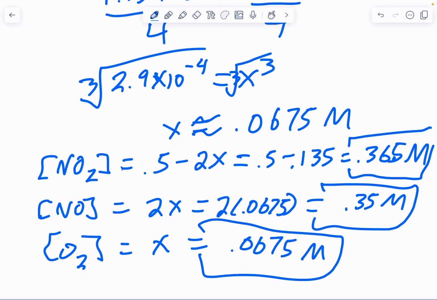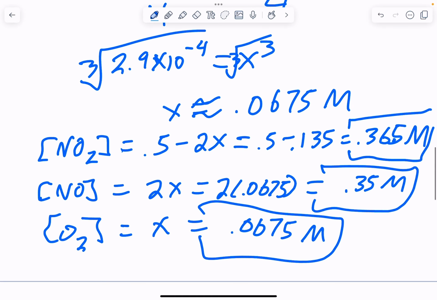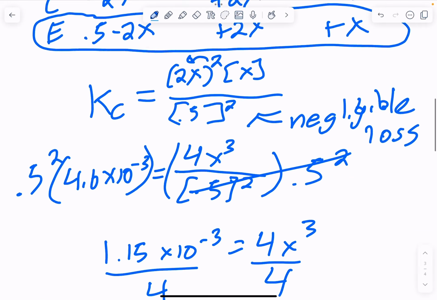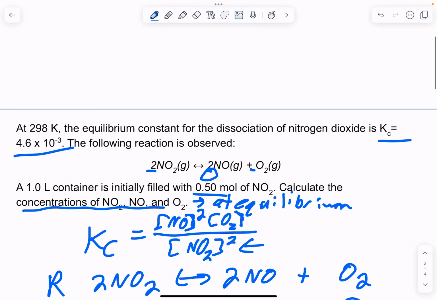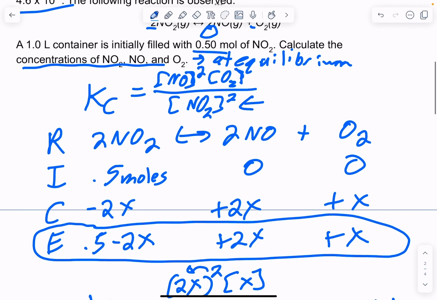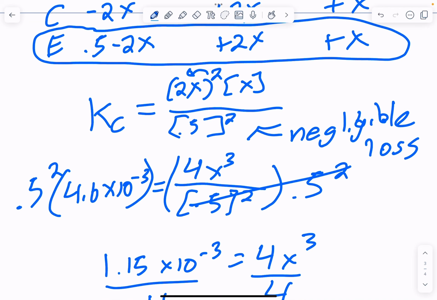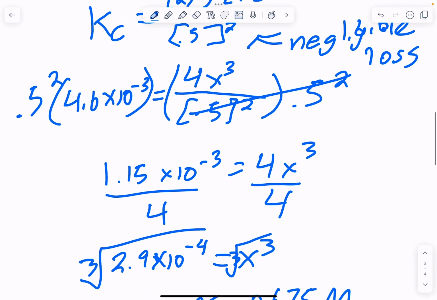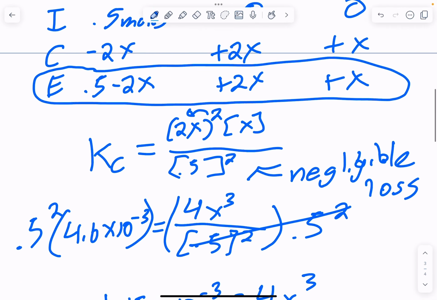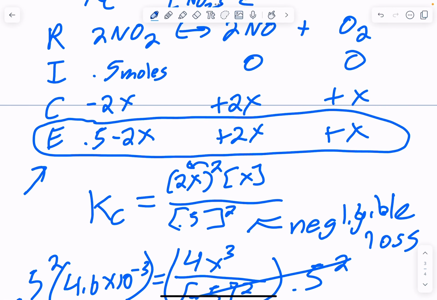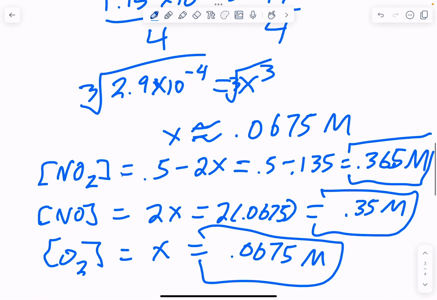All right, so much work, guys. I know it's a lot. If you need more help, just come talk to me. We can work another problem step by step. But basically, going back to the beginning, we made a Kc expression. We plugged in the initials, our changes, and our equilibrium. We plugged it back into our Kc expression, and we solved for x. And then we went back to our equilibrium expressions and plugged that x value in to find the concentrations.